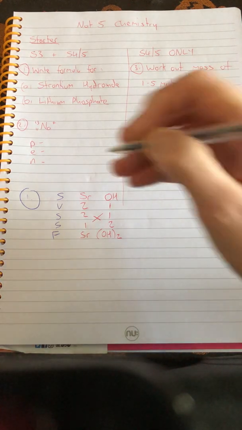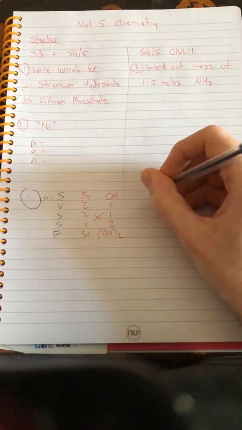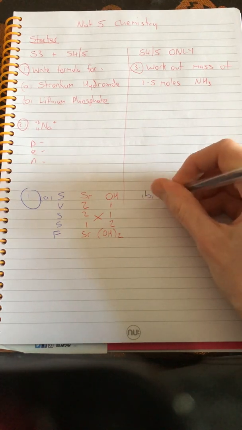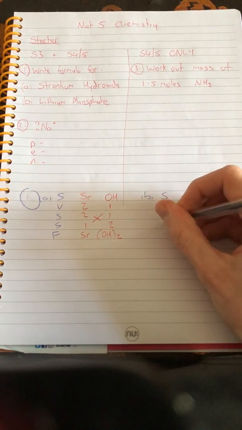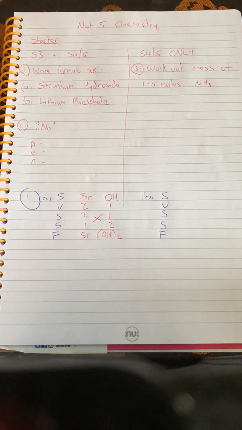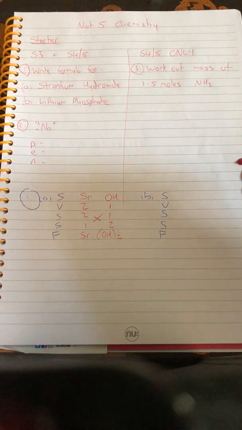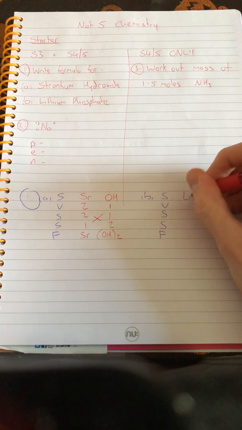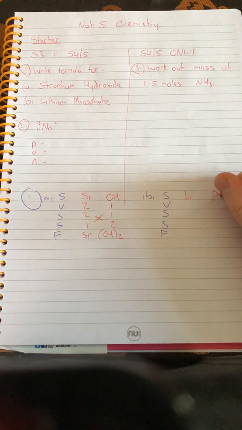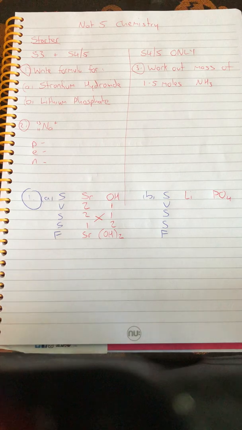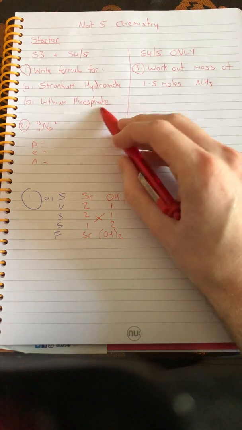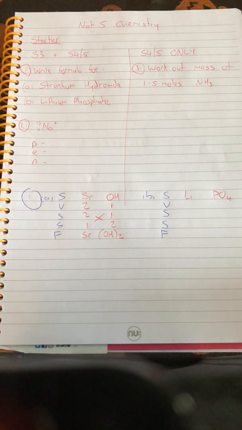So that's A. For B, lithium phosphate, it's the same idea. We still need to do SVSSF. So our symbols are Li for lithium and PO4 for phosphate. Again it ends in -ate, so it's a group ion. You would need to have used the data book for that.